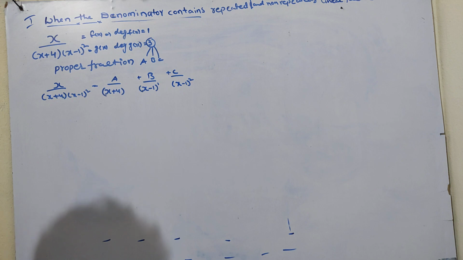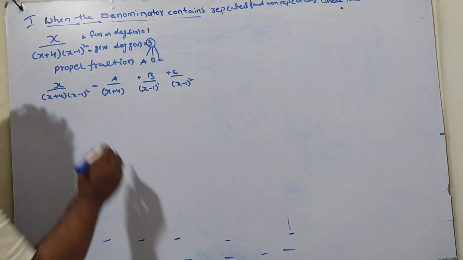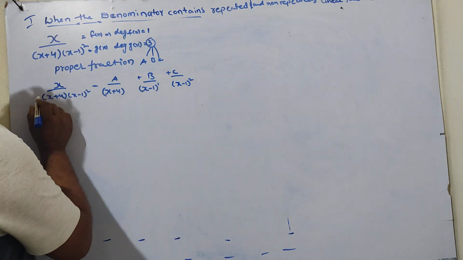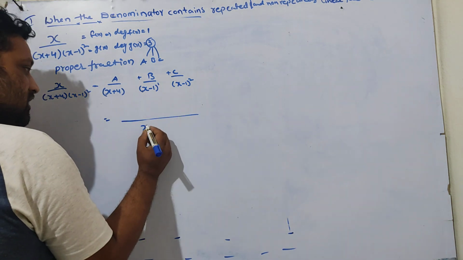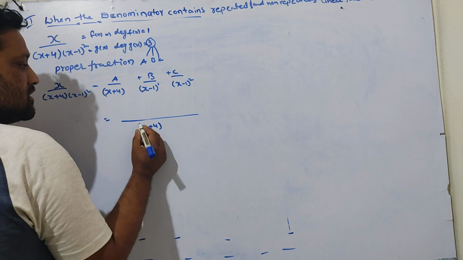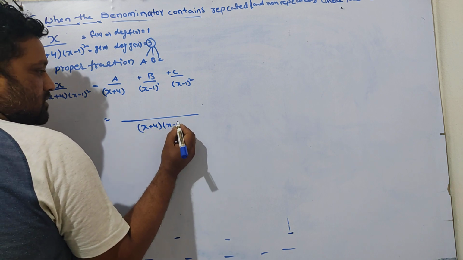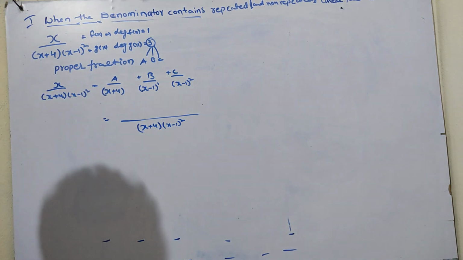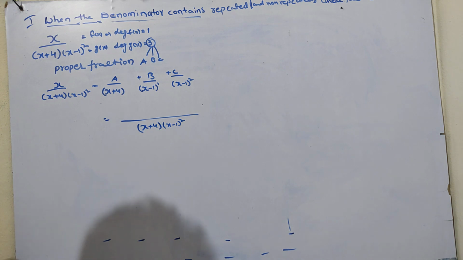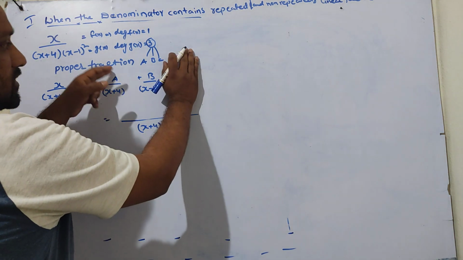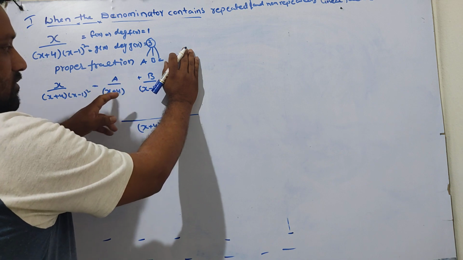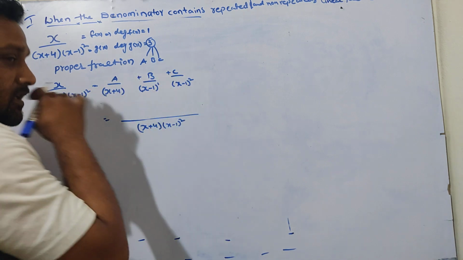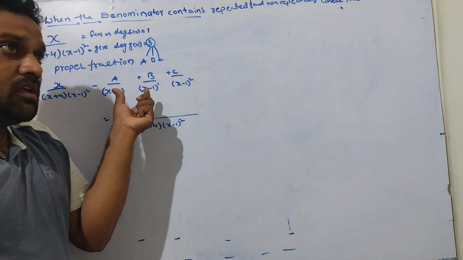Now we are taking the LCM. The LCM on the LHS is what we have here, and on the RHS we also write the same value: (x plus 4)(x minus 1) whole square. If you have two terms, we do cross multiplication, multiplying (x minus 1) into A and (x plus 4) into B. But here we have three terms.